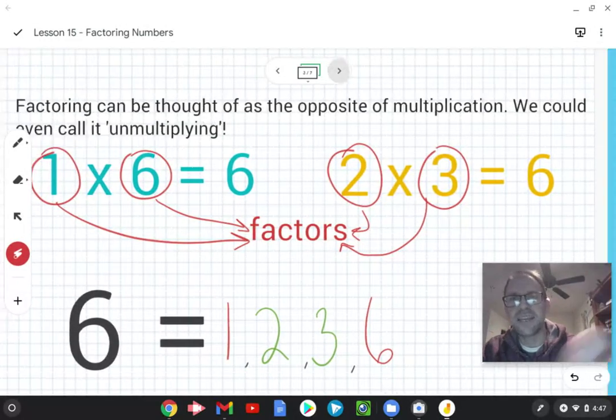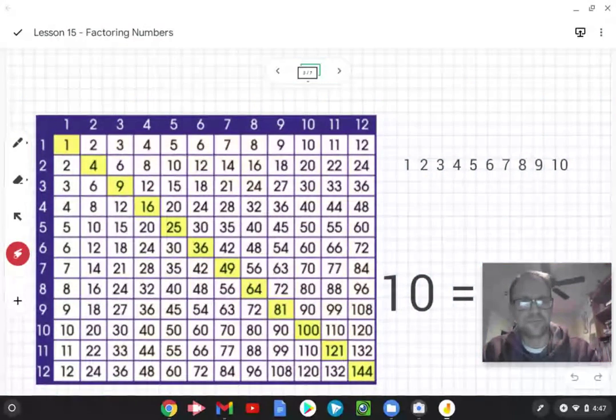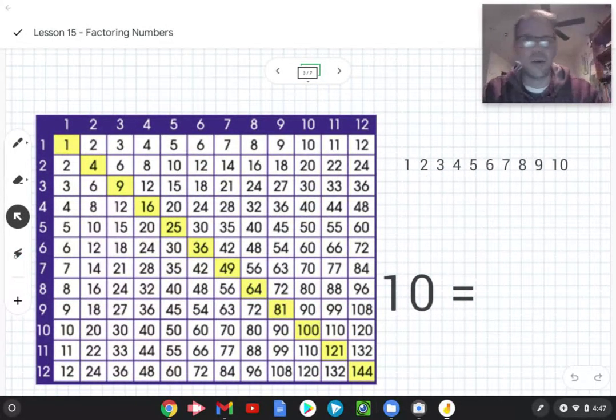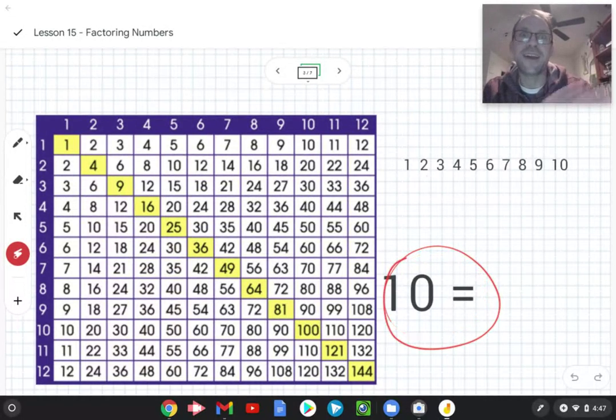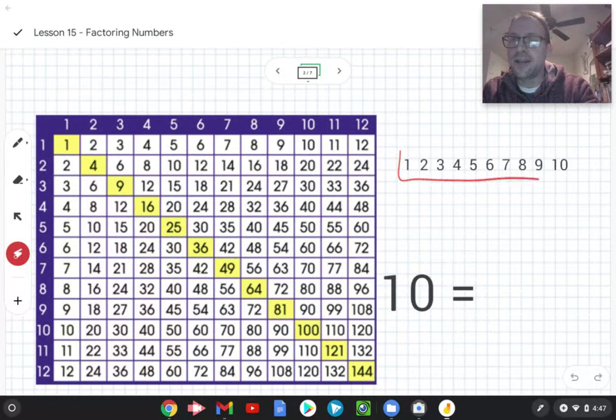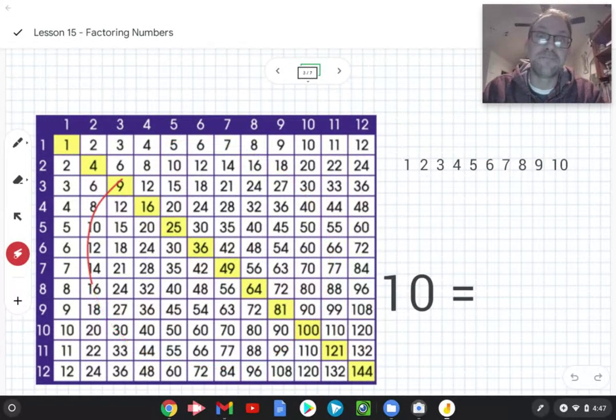All right, let's take a look at a couple examples now. On this slide, you see the number we're going to factor. We're going to factor the number 10. I've created a number list here to help keep our thinking organized. And we have a multiplication chart. We're going to have multiplication charts at our disposal to use anytime we need them as we learn to factor and for the next few lessons.